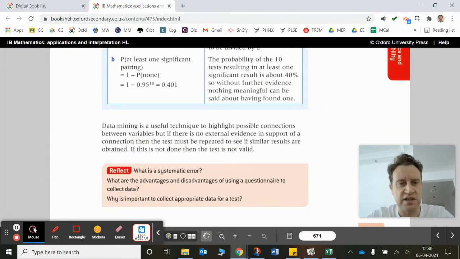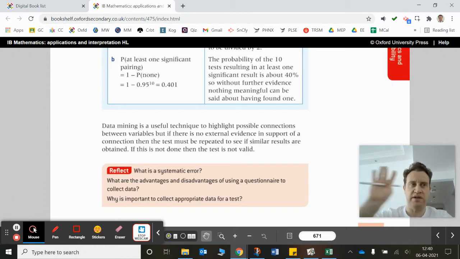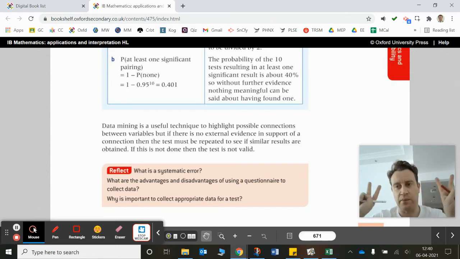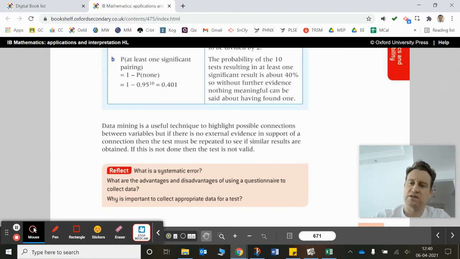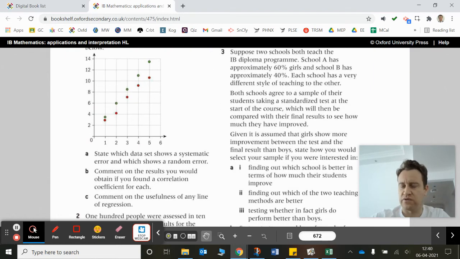Data mining, a little bit more. It says, data mining is a useful technique to highlight possible connections between variables, but if there is no external evidence in support of a connection, then the test must be repeated to see if similar results are obtained. Okay, so if you're comparing many variables from a survey which you've brought in, if you think that you found a relationship, you need to repeat that test if you're doing data mining.